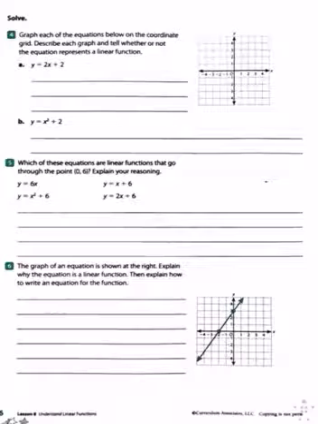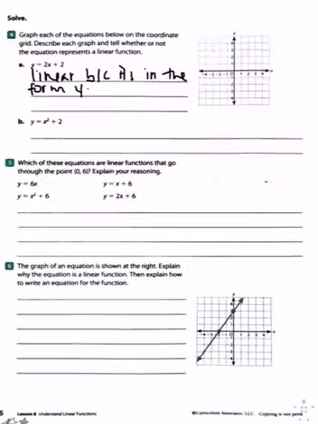For number 4, it says graph each of the equations below on the coordinate grid. Describe each graph and tell whether or not the equation represents a linear function. So, yes, it's linear because it's in the form y equals mx plus b.